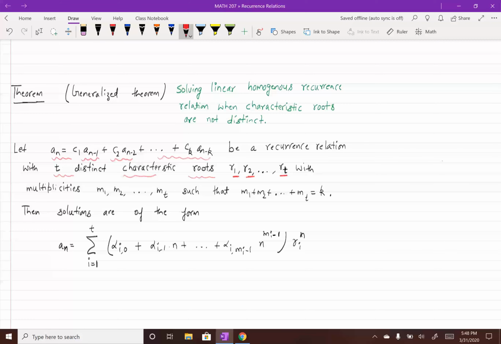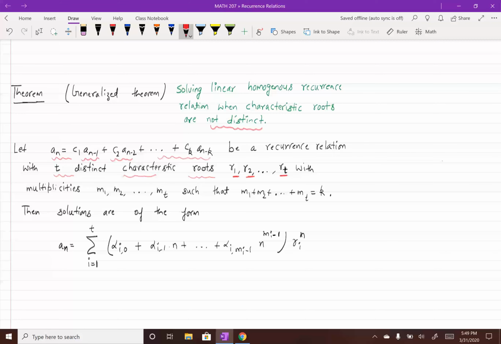Remember, this is a recurrence relation of degree k. The characteristic equation should be a polynomial in r of degree k, but here we are assuming the case when the characteristic roots are not distinct, but some of the roots are equal and some are not equal. So let's suppose it will have t distinct roots, and out of these t distinct characteristic roots, some of them are repeating.